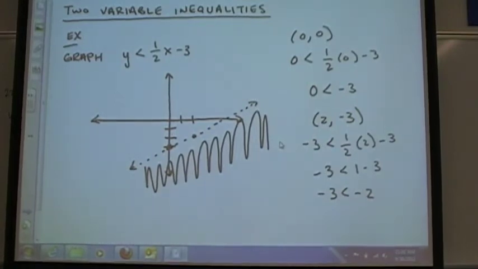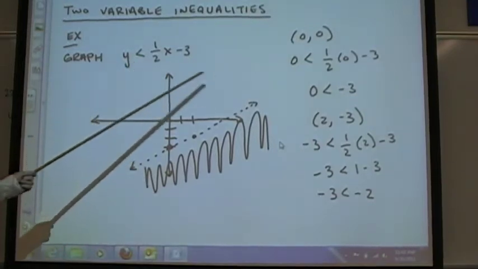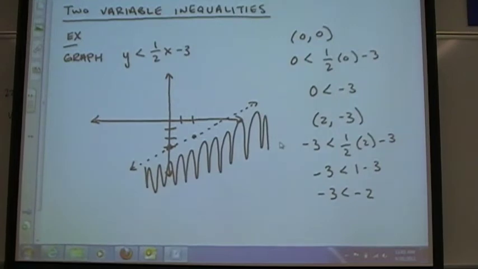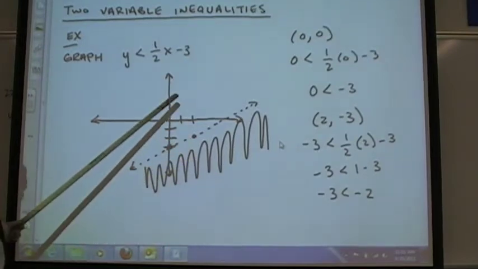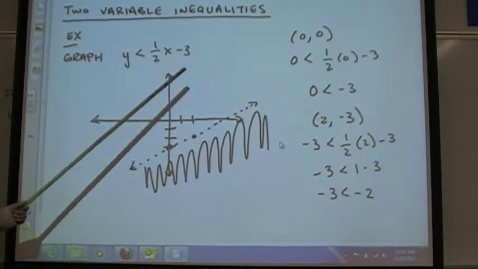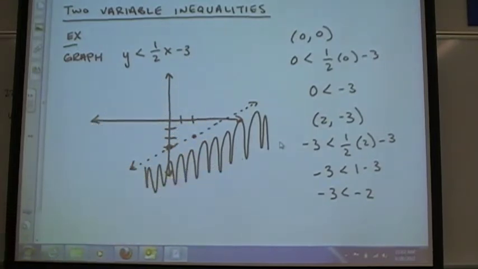Whether it has less than or greater than or equal to. If there's no equal to sign with it, and it's not here, then it's dotted. If there is an equal to sign, then it's a solid line. So if it's less than or equal to, it's solid? It would be solid.